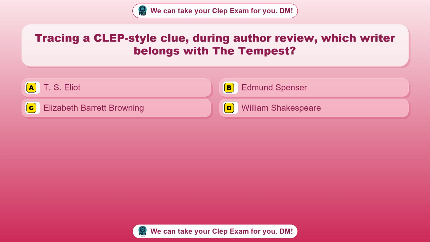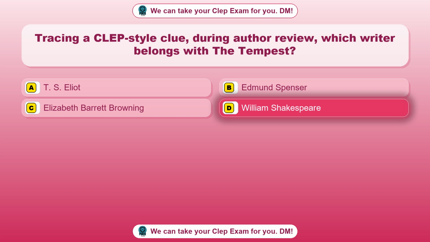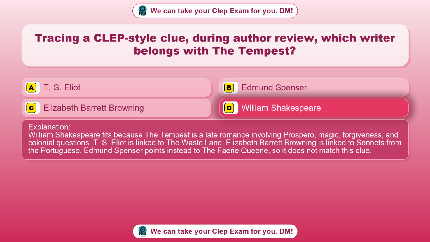Option D, William Shakespeare. The correct answer is option D, William Shakespeare. William Shakespeare fits because The Tempest is a late romance involving Prospero, magic, forgiveness, and colonial questions. T.S. Eliot is linked to The Waste Land. Elizabeth Barrett Browning is linked to Sonnets from the Portuguese. Edmund Spenser points instead to the Faerie Queene, so it does not match this clue.